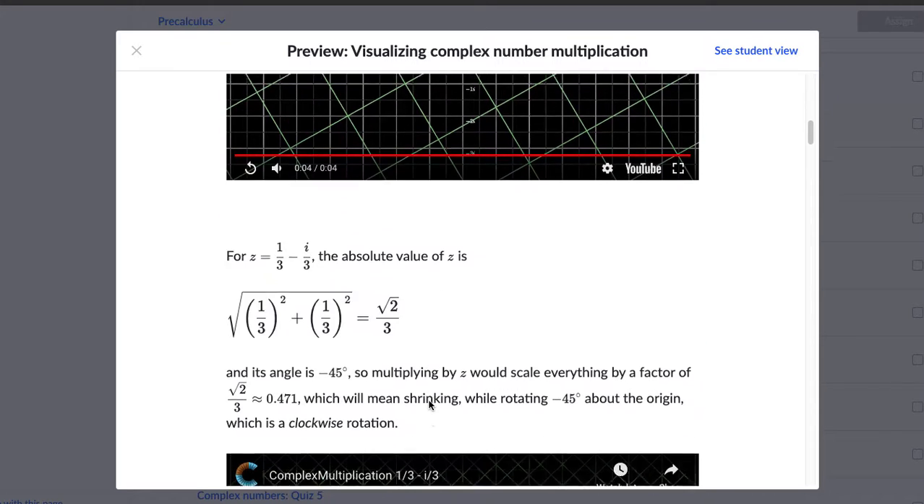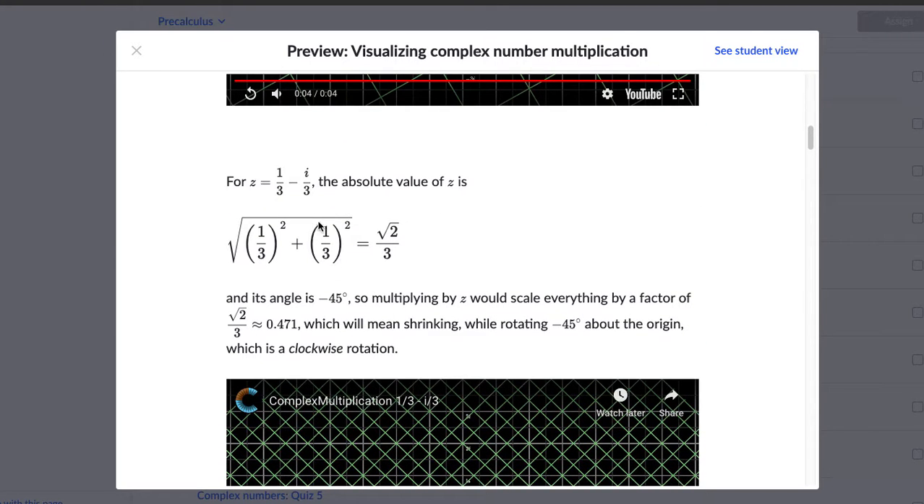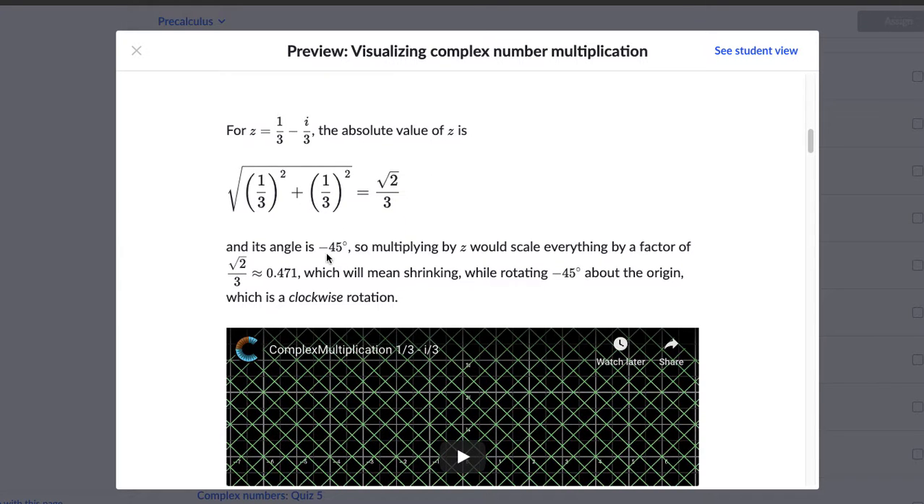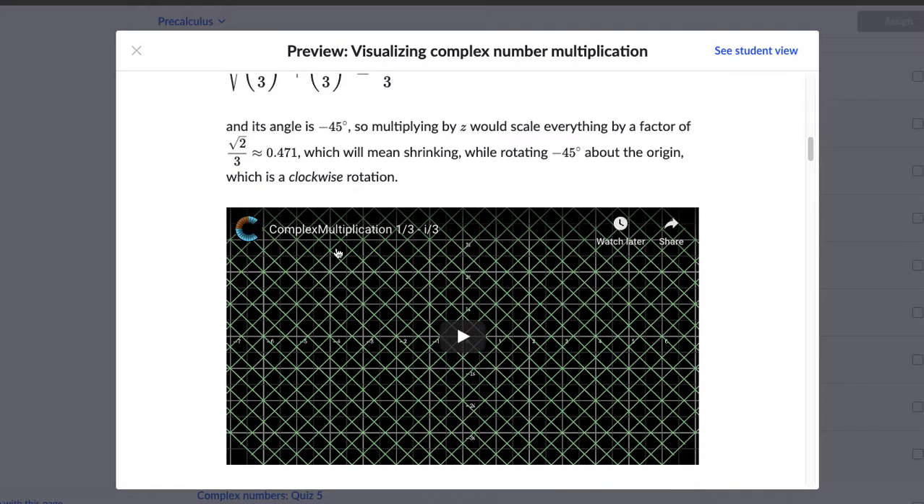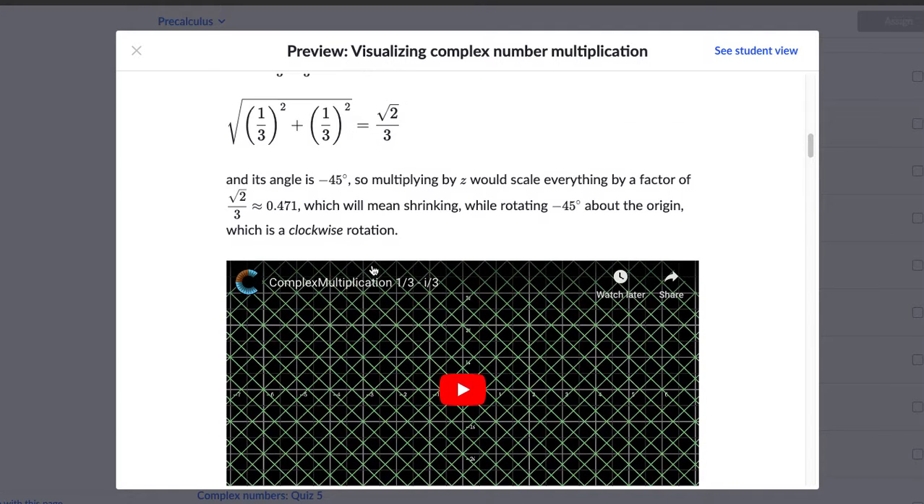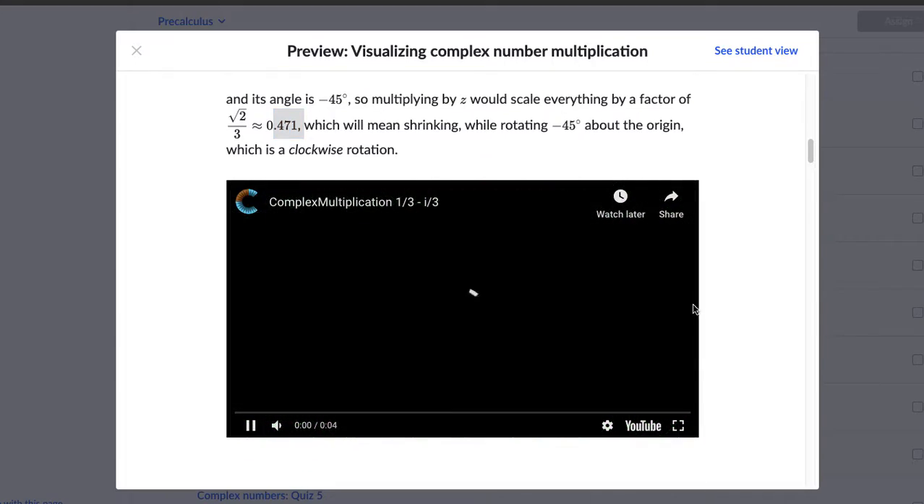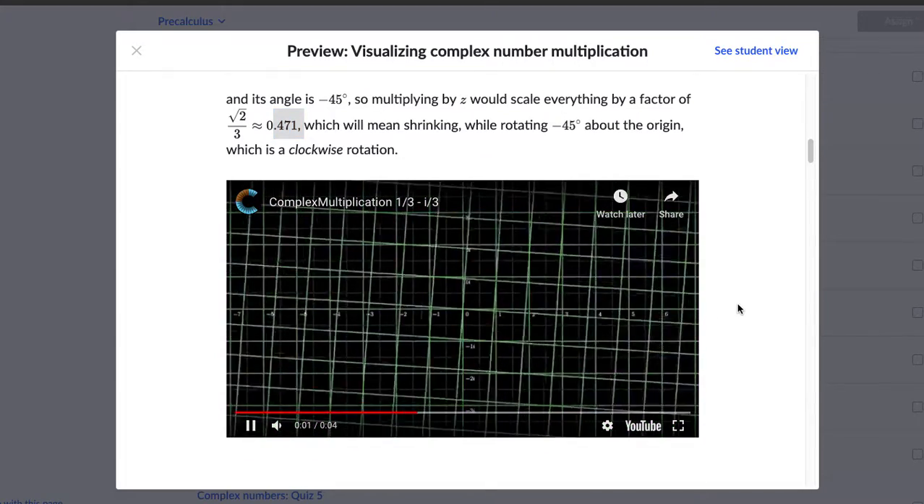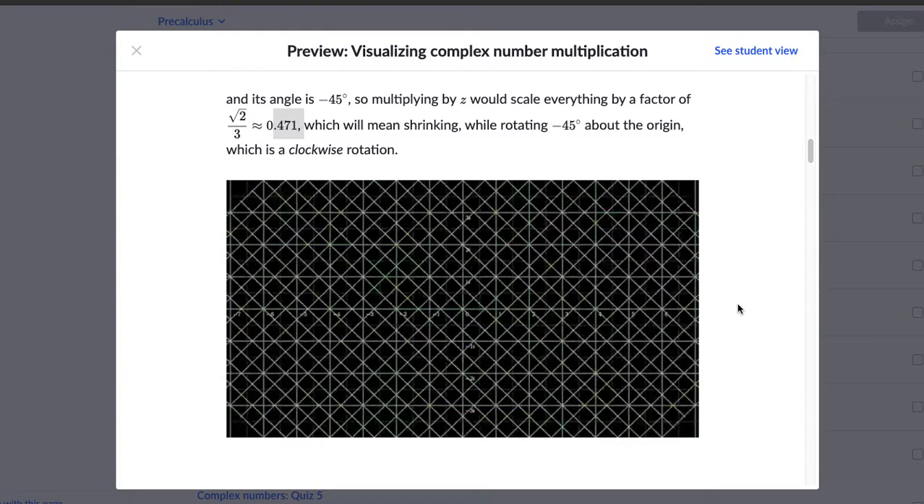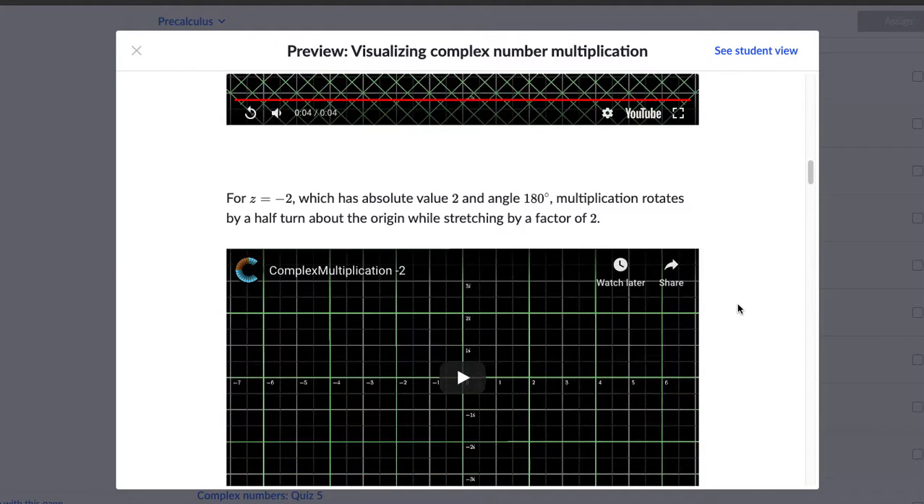Let's look at another one. Again, to find the magnitude, you take the square root of each number squared, and you get the square root of 2 over 3. So if I multiply by this number, 1/3 minus i over 3, everything is going to be shrunken because I'm multiplying by 0.471. And it's also going to rotate by 45 degrees. Let's take a look. If I multiply by this number, whoop, what the heck? That is so weird.